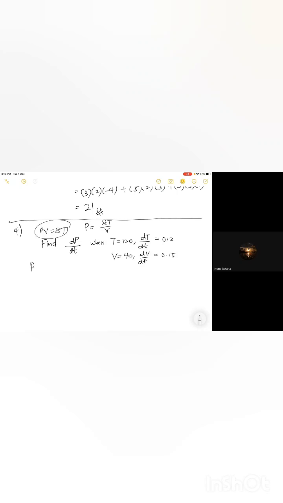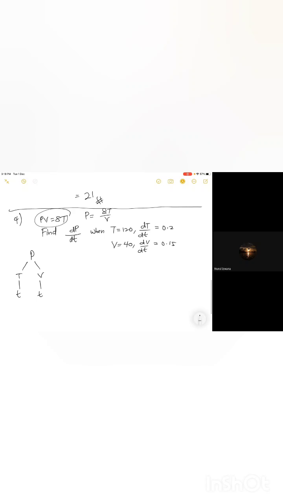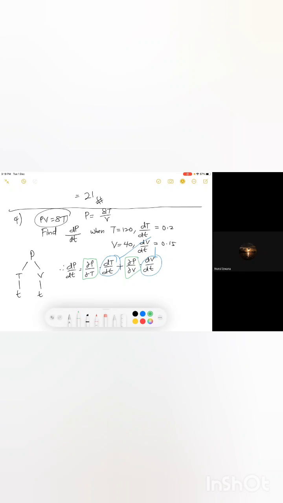So in our tree diagram, we have T and V. Okay, under T you have T, and under V you have T as well. So dP dt is actually del P over del T times dT dt. So again, this one is given, plus del P del V times dV dt. Okay, so this one and this one is given here and here. Okay, so and this one you find from equation. Okay, you may try.